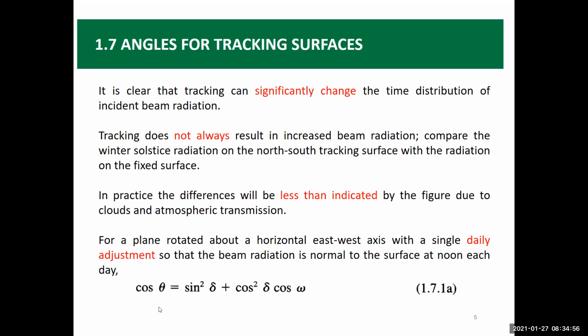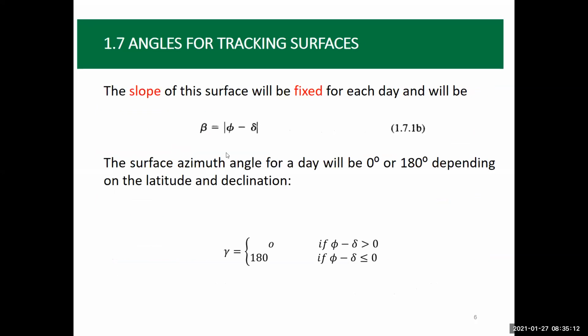In this condition, the cosine theta reduces to that form that you see here by equation 171. Sine squared delta, the declination angle, plus cosine squared delta cosine omega, and omega is the hour angle, where beta, the slope, can be given by phi minus delta. The surface azimuth angle for this case, because the axis is in the east-west direction, is going to be either 0 or 180, depending on the latitude, whether it is facing south or facing north.